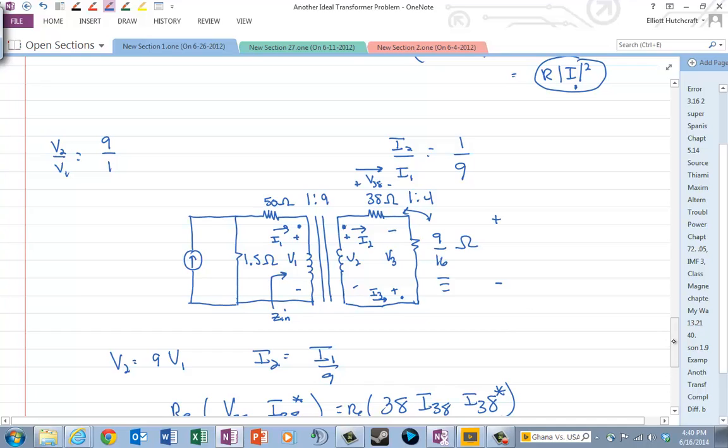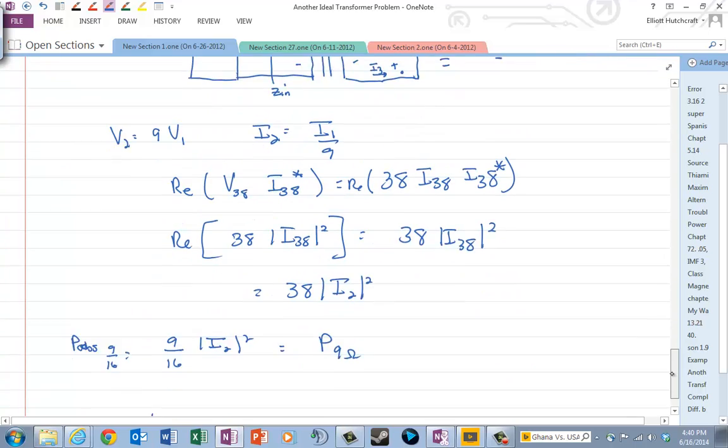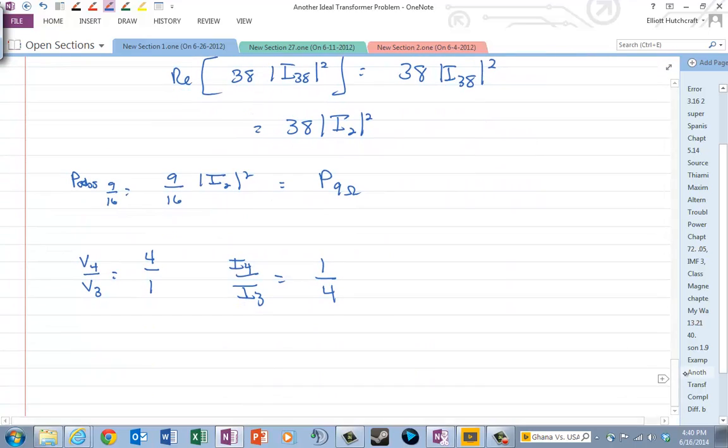But we could use voltage divider and say the total voltage there is V2, and it's spread across both the 38 ohm and the 9/16 ohm, and those two are in series, so we can use the voltage divider law to get that. Okay, if we're going to do that, we can say V3 is equal to 9/16 over 9/16 plus 38. That's what voltage divider says.